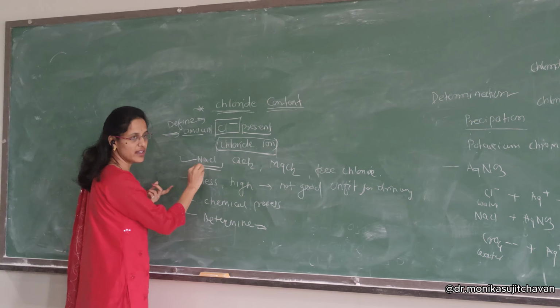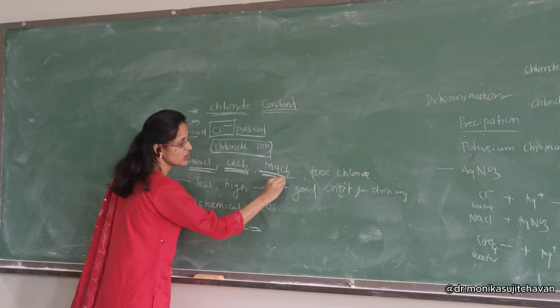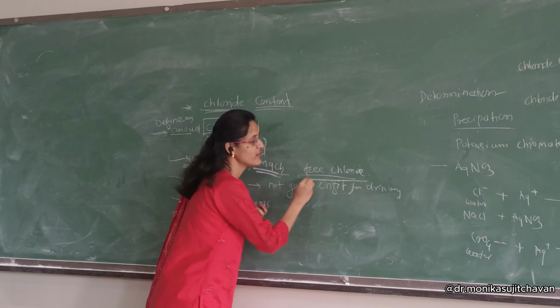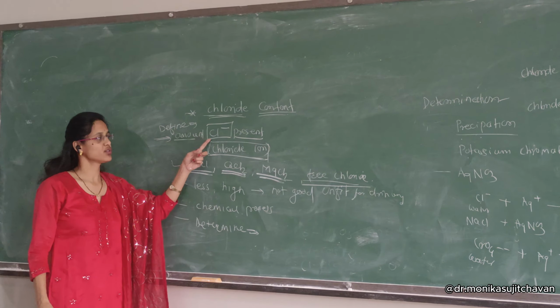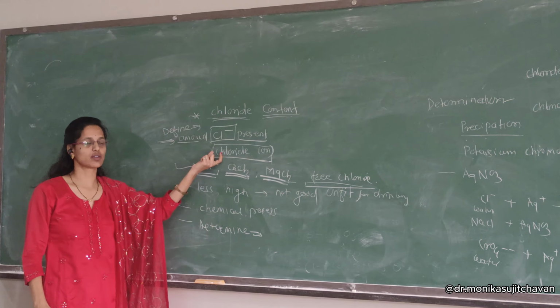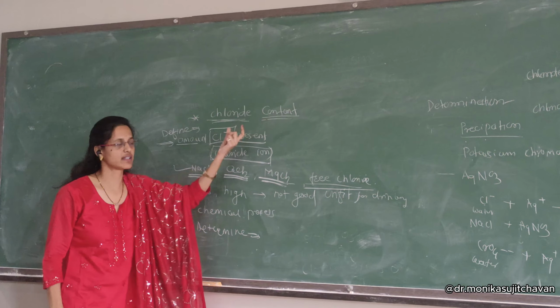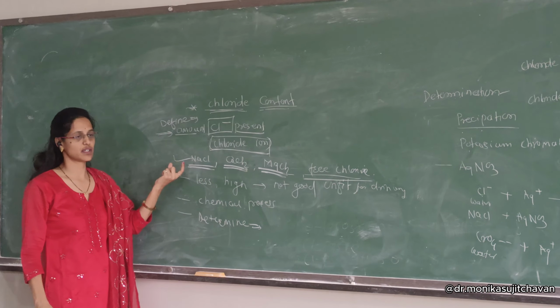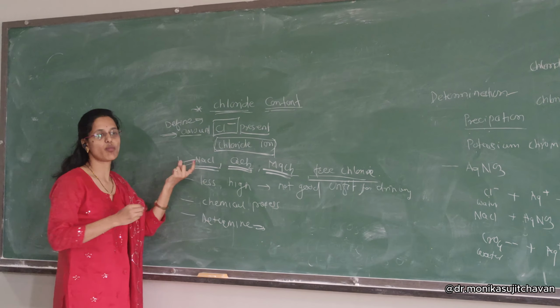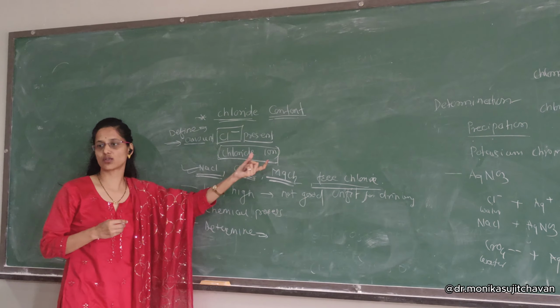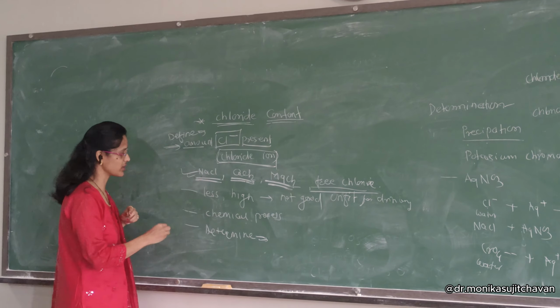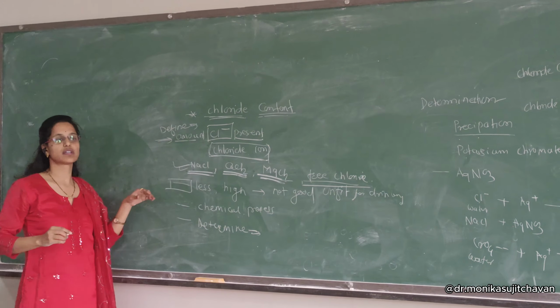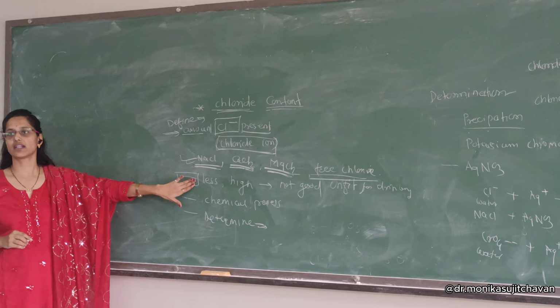The Cl minus present in the water is in the form of either NaCl, CaCl2, MgCl2 or free chlorine. So the amount of Cl minus present in the water is nothing but the chloride content. Why is it necessary to determine the chloride content of water?